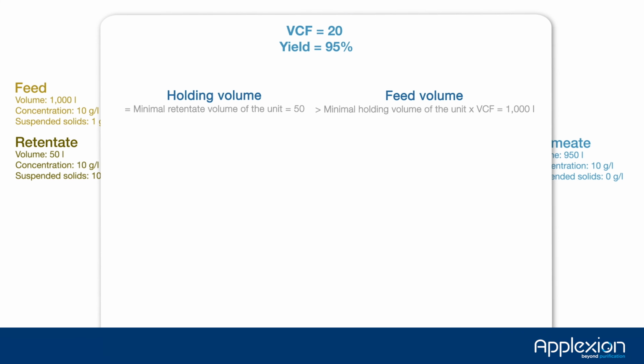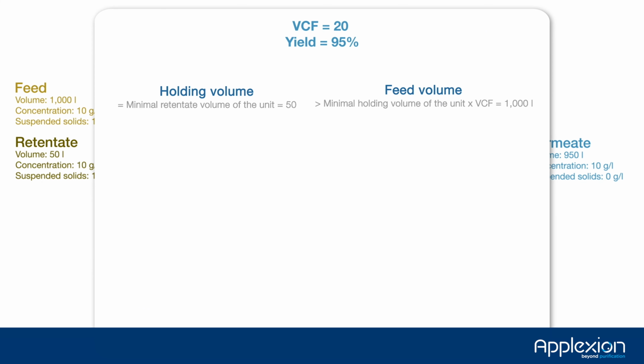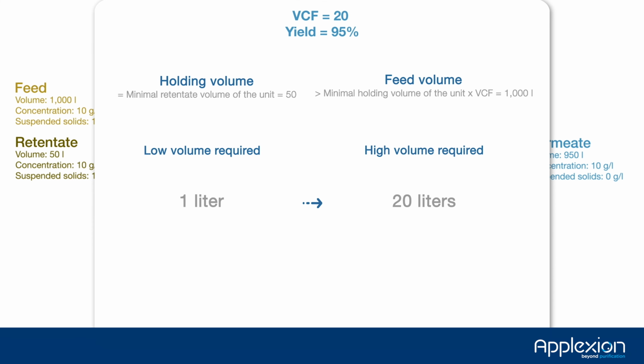As you can see in those simple formulas, when high yield is targeted, 1. A low holding volume is required in the unit to maximize the permeate volume. 2. A high volume of feed is needed to reach a high VCF. And finally, each additional liter of holding volume will require 20 more liters of feed, meaning the requirement for bigger equipment.